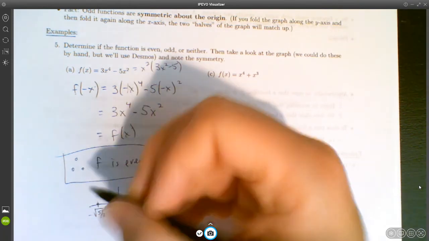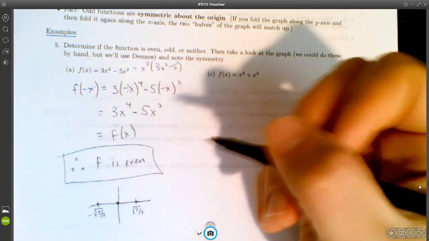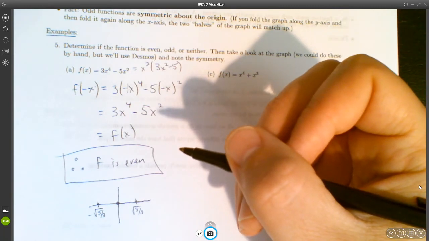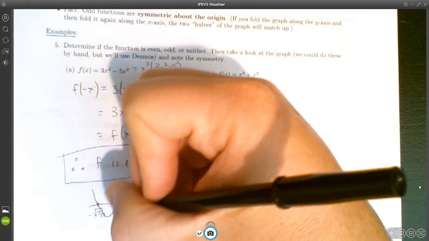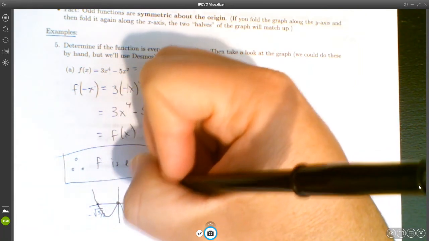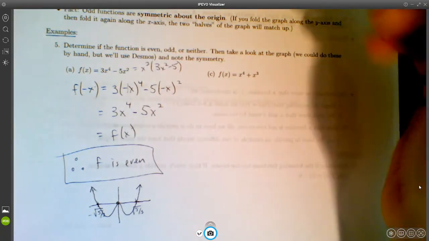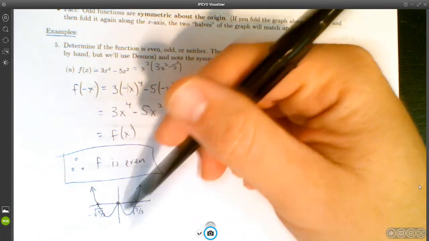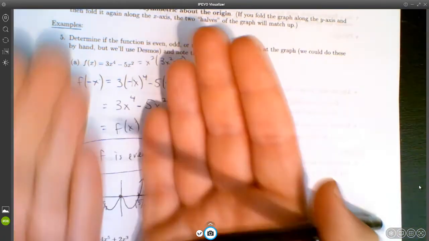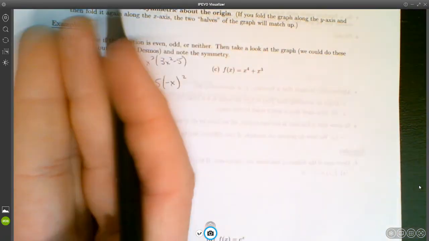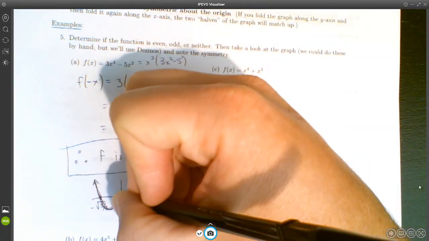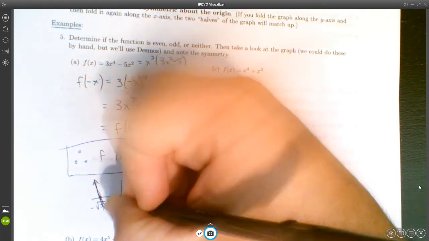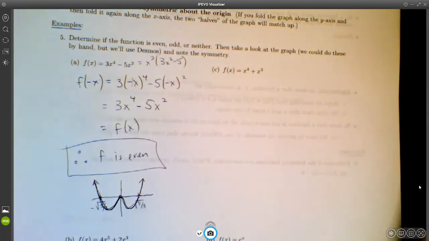These two have multiplicity 1, so the graph crosses through. Here it just touches. The end behavior is the same as 3x to the fourth, so it's going to go up like this. It's going to look kind of like a W. So you can tell that it has the symmetry we were talking about, symmetry about the y-axis. If you take this graph and fold it across the y-axis, this half of the graph is going to meet up with this half of the graph. They're going to match. So definitely, f is even. Let's look at part B.